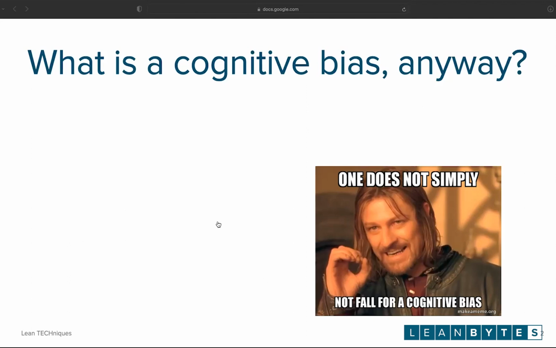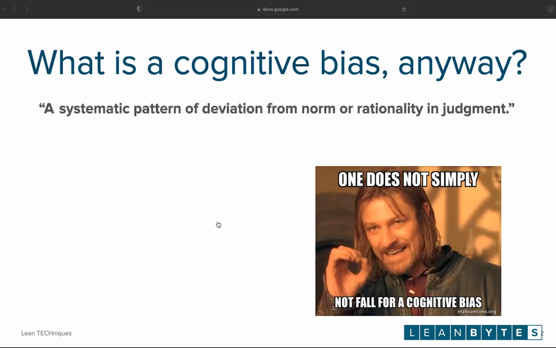So, what is a cognitive bias? It's the textbook definition here: systematic pattern of deviation from norm or rationality in judgment. So basically, we're deviating from what's rational. And like I said before, we've really all either exhibited a cognitive bias, or we've experienced somebody else exhibiting one on us, if you will.